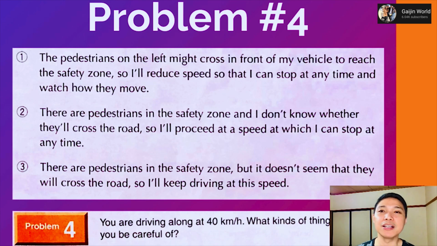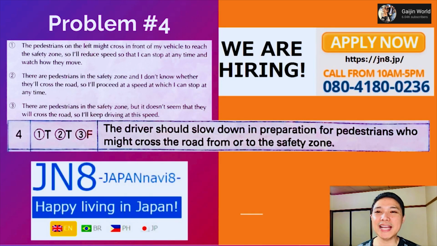So TTF. Kayo naman guys, ano naman ang inyong sagot? So try nyo sagutan yan. So in 3, 2, 1. So ayan ang sagot. True, true, false. The driver should slow down in preparation for pedestrians who might cross the road from or to the safety zone. So, tama ba yung mga sagot nyo guys? I hope na tama yung mga sagot ninyo so far at nasa problem number 5 na tayo, which is yung last question for this video.